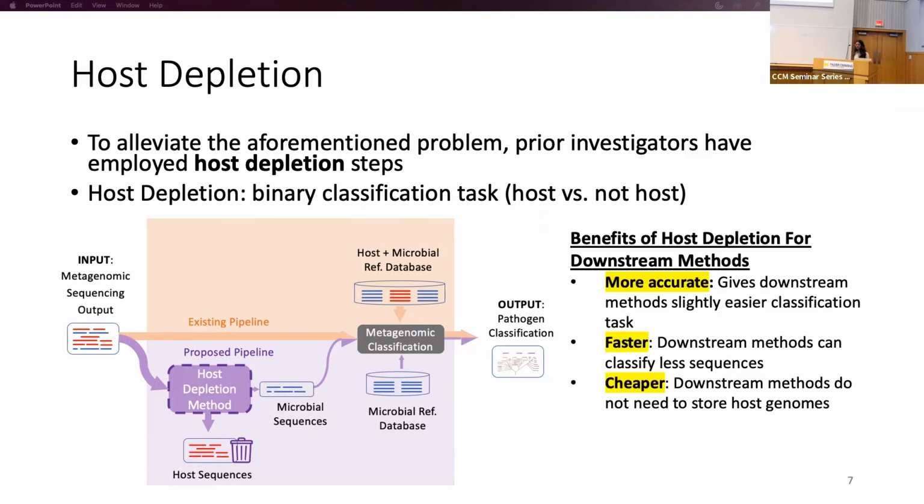The benefit of using host depletion is that it allows downstream methods to be more accurate because it gives them a slightly easier classification task, faster because they have to classify fewer sequences, and cheaper because they don't need to store those large host genomes.